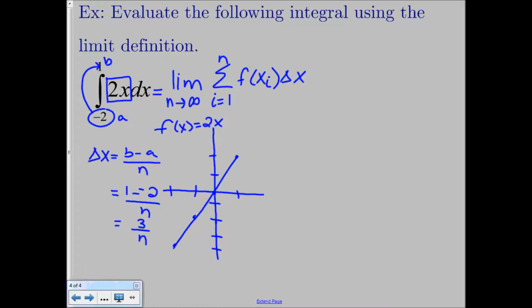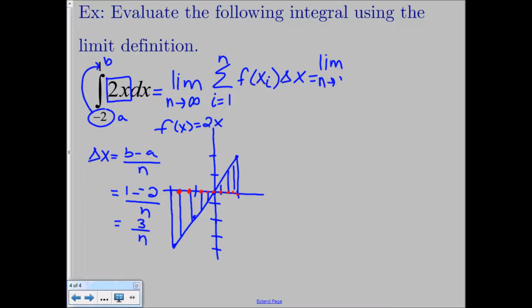So why don't we do right-handed sums? We're just going to set it up using the right-hand point, so we're going to draw some rectangles. What we want to do is use the right endpoints. So we're going to have points here. Let's do them in a different color. Here, here, here, here, here, and so on.